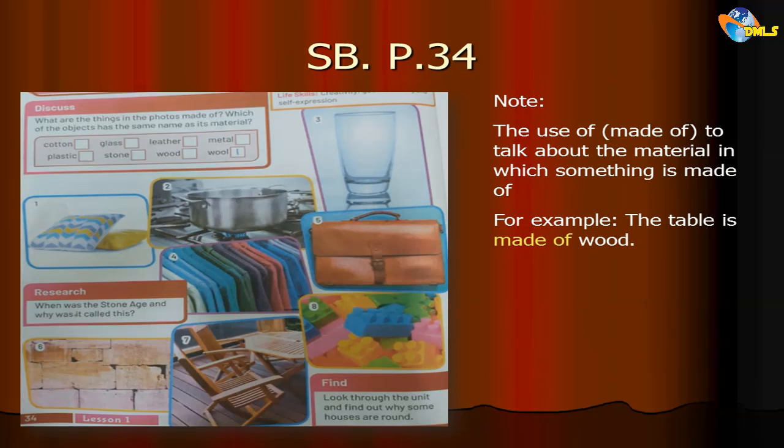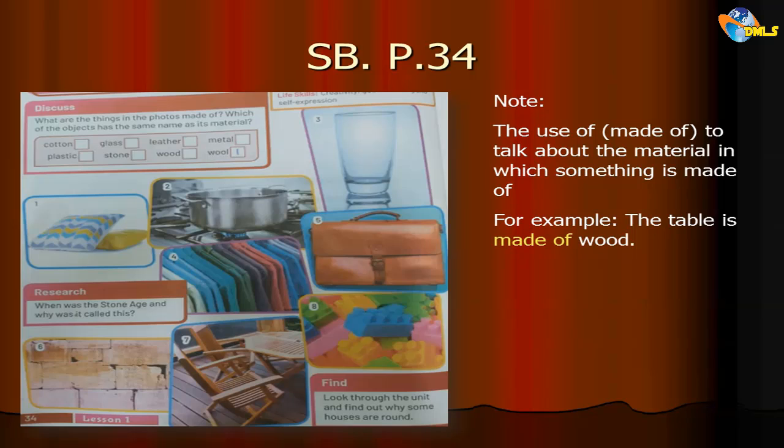On page 34 in the student book, we have an important point, which is the use of made of to talk about the material in which something is made. For example, the table is made of wood. Let's read the page. Discuss. What are the things in the photo made of? Which of the objects have the same name as its material? We have different materials like cotton, glass, leather, metal, plastic, stone, wood, wool.